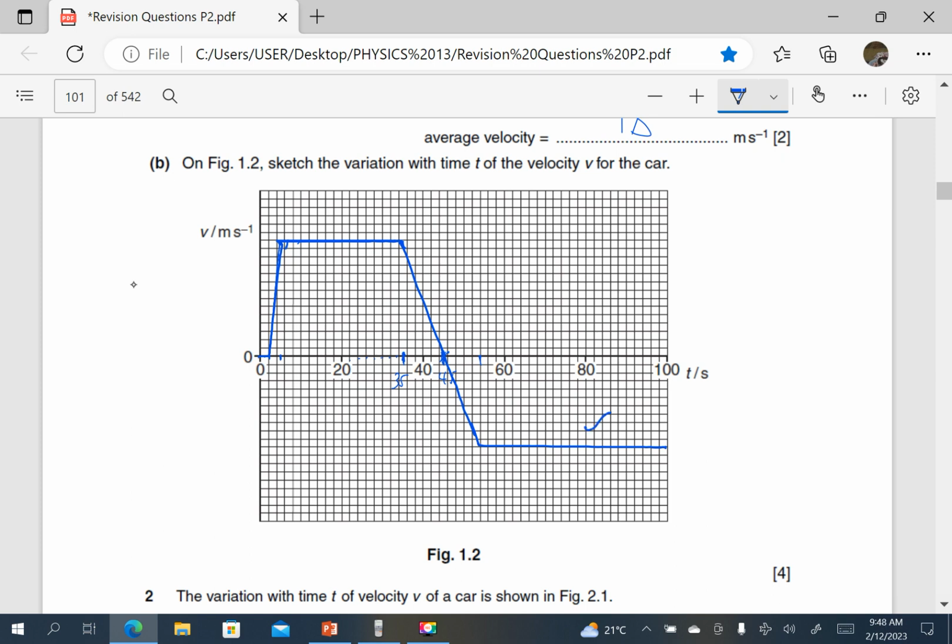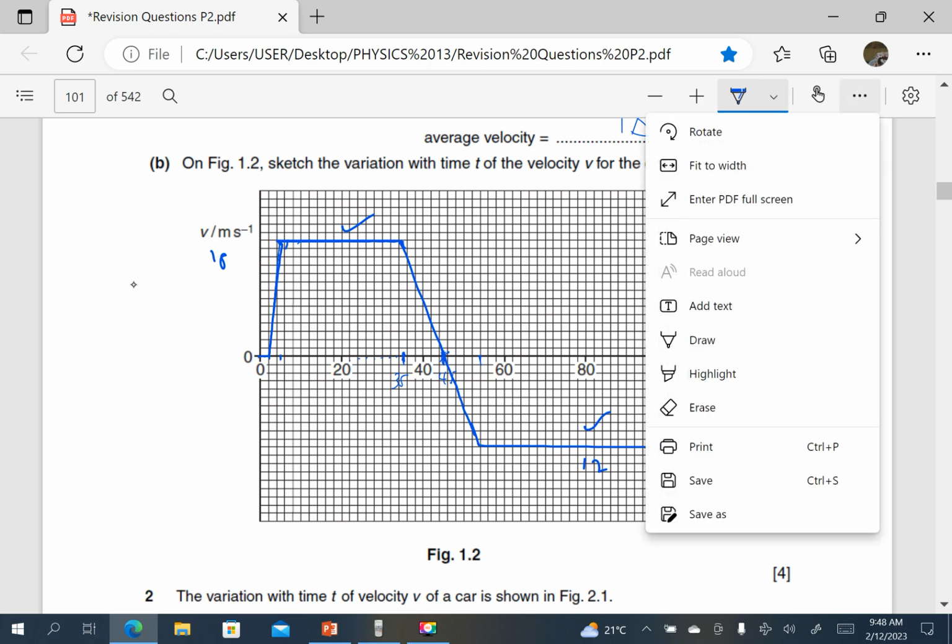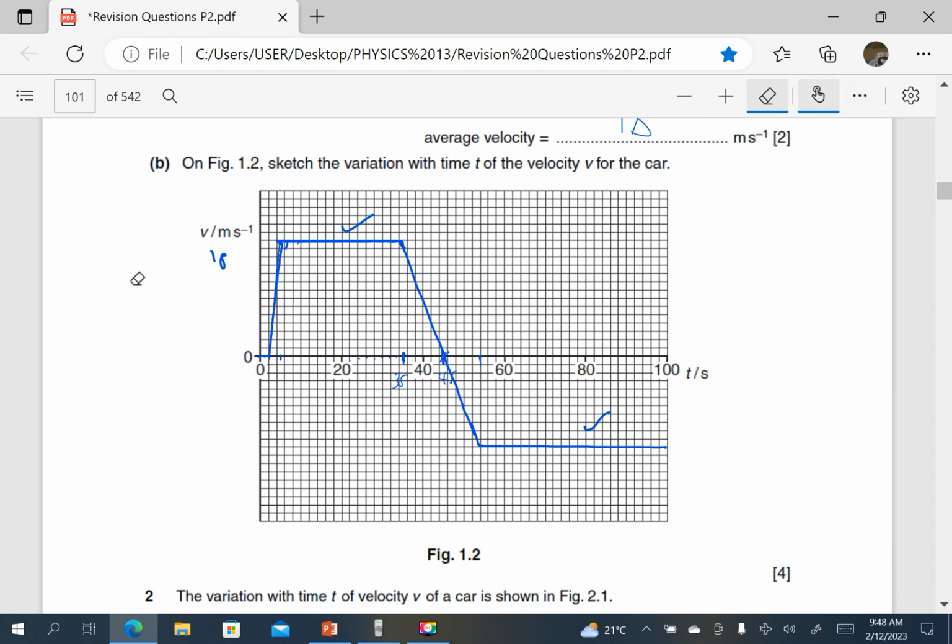So this part here is smaller than the other part because the gradient for the first part corresponds to 18 and this gradient corresponds to approximately 12. So it should be smaller than the other one on top. Okay, so that is the simple question of kinematics.